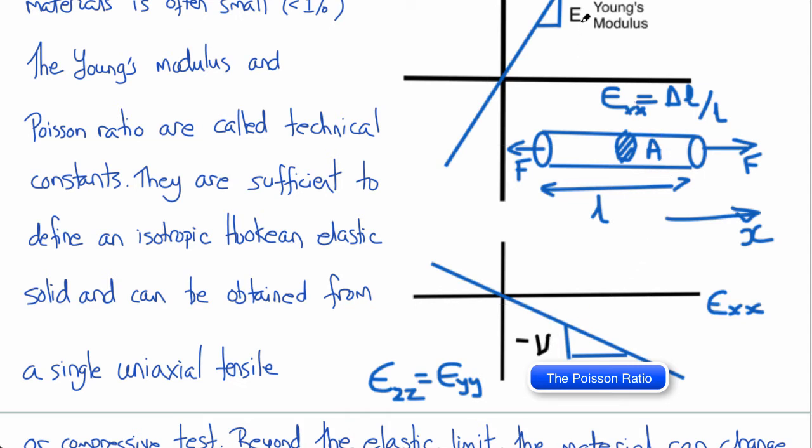These two technical constants, E, the Young's modulus, and nu, the Poisson ratio, can both be measured at the same time in a single uniaxial tension test. And if the material is isotropic, meaning that had we done that same test from a sample of the material cut from any other orientation, we would have got the same result, then in fact these two constants, the Young's modulus and the Poisson ratio, turn out to be sufficient to completely define the properties of an isotropic Hookean elastic solid.